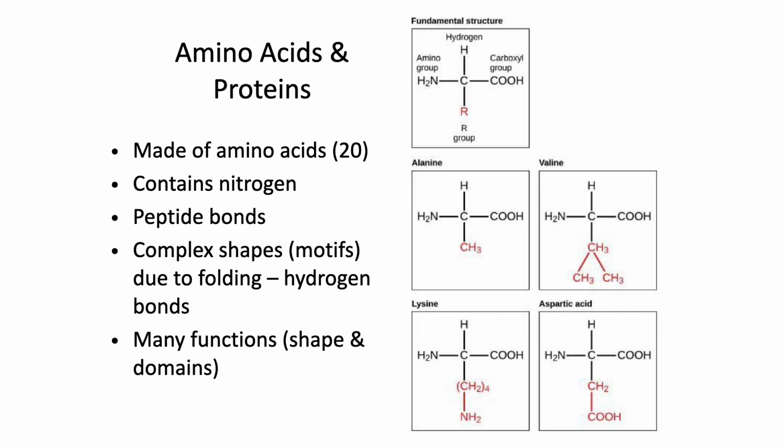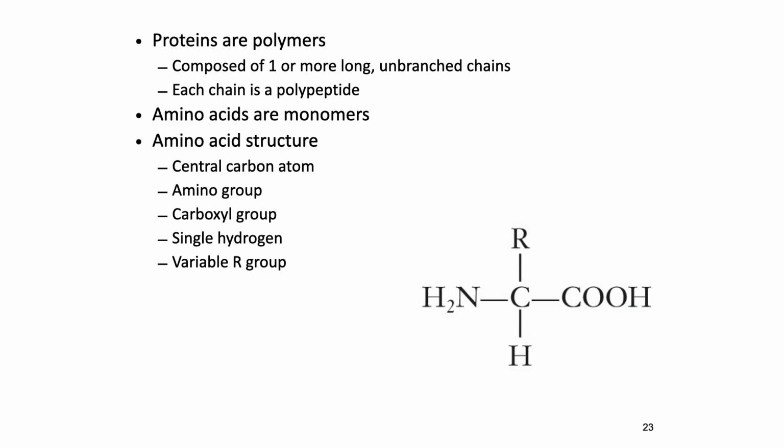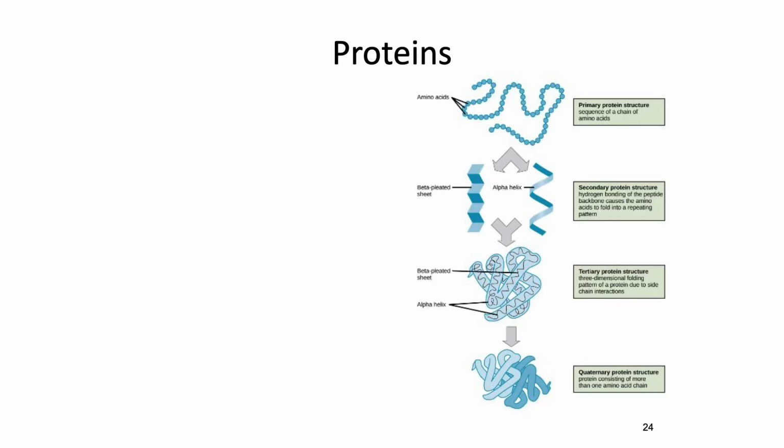Okay, polymers, proteins are all polymers of amino acids. Each amino acid has this basic structure with a central carbon, nitrogen on one side, acid group on the other. And they only vary with this R group. Okay, that's where they differ. So it's just a long chain of these.